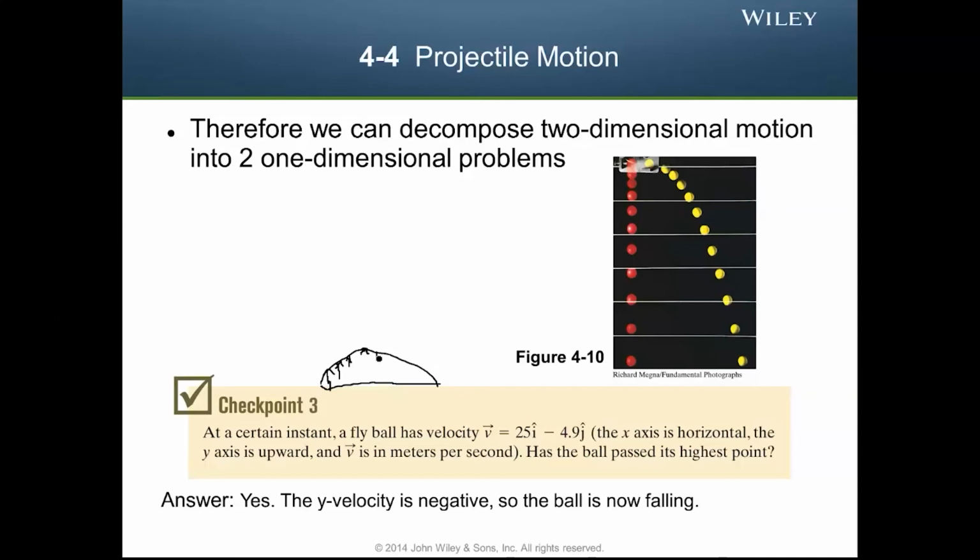As it comes down, it's in the negative direction. The magnitude gets longer and longer because the speed is increasing. Here the speed is decreasing. So when we look at this, whatever the value is, it doesn't matter, but it's negative. That's because it's moving downward. So as I said, the answer is yes, the y velocity is negative, so the ball is now falling. So we know it's in this half of the trajectory.